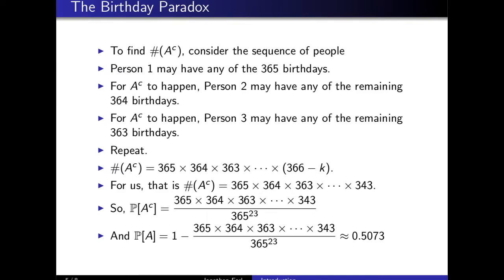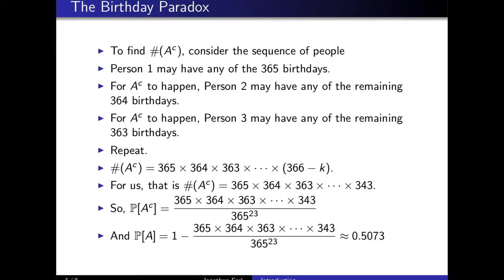So what that says is we have the total number of ways in which A complement could occur. We know the total number of possibilities is 365 to the 23. So the probability that A complement occurs is 365 times 364 all the way down to 343, all divided by 365 to the 23. But remember that we were looking for the probability that at least two of us share a birthday. And if we want to find that, we just take 1 minus the probability of A complement.